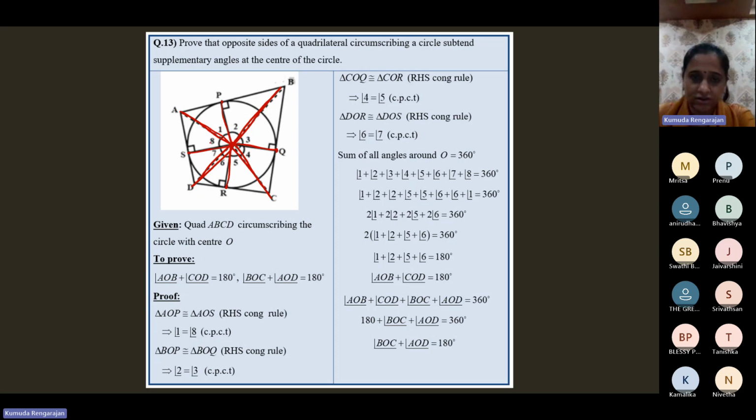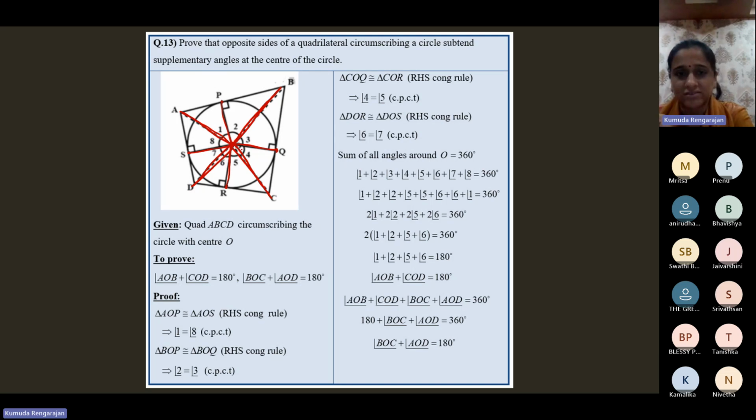So you'll have to draw a circle. You'll have to draw a quadrilateral outside the circle, touching the circle. And then you should mark the center of the circle as O, join OA, OB, OC, OD, and also join the points of contact to the center.